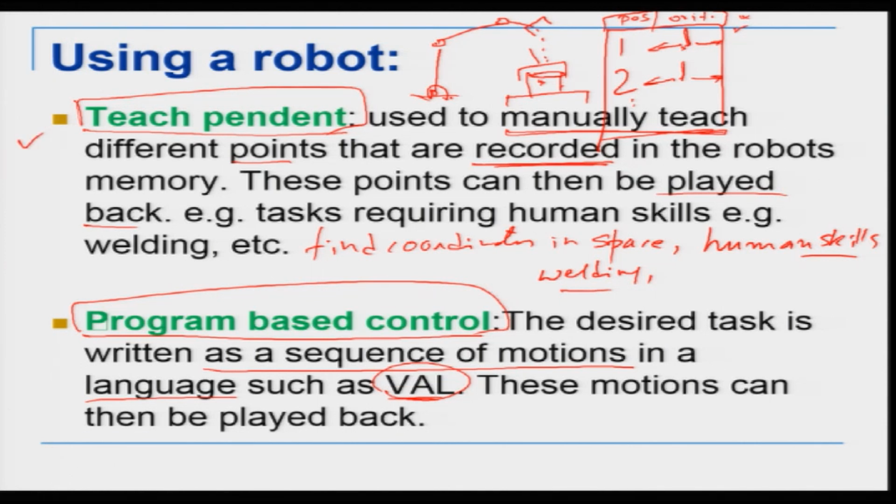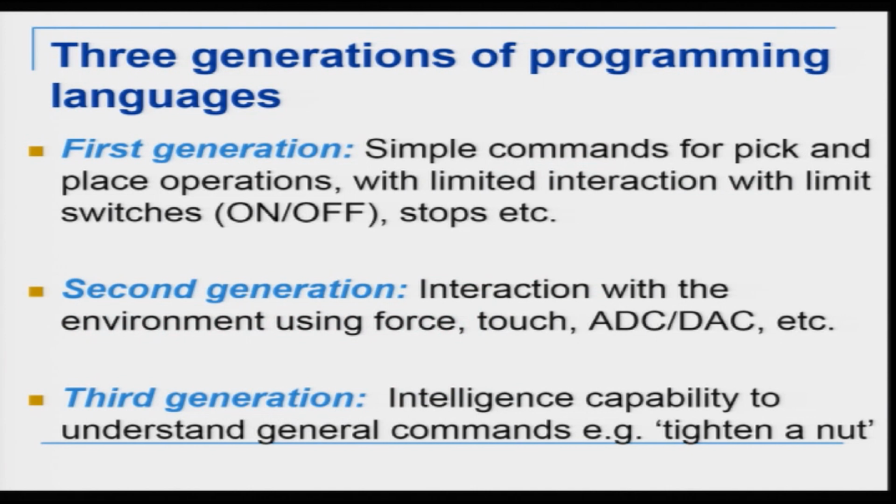So, these are two ways we will see as we go along. The first is teach pendant based, the second is program based control. Now, as computers have become more and more powerful, the whole computer system has evolved. Machines have also evolved, NC machines have evolved, robots have evolved, and along with this evolution the programming languages have evolved. There have been three generations of programming languages.